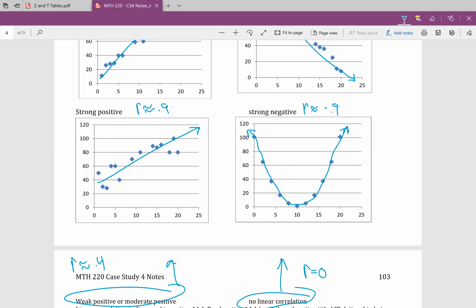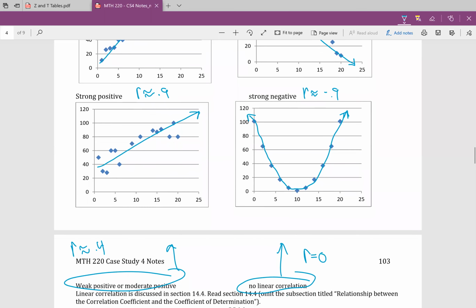A little note here: linear correlation is discussed in section 14.4 of the textbook that you can find on my StatLab. Read section 14.4, but omit the subsection titled relationships between the correlation coefficient and the coefficient of determination. We will not be talking about the coefficient of determination in this course. That is going to be the completion of my first video.